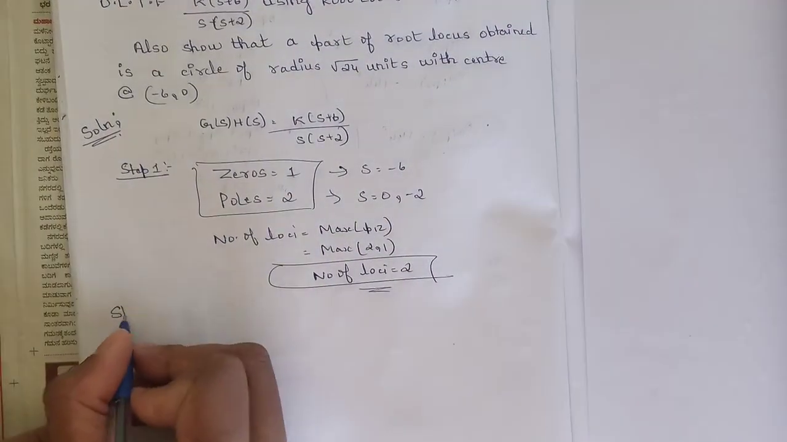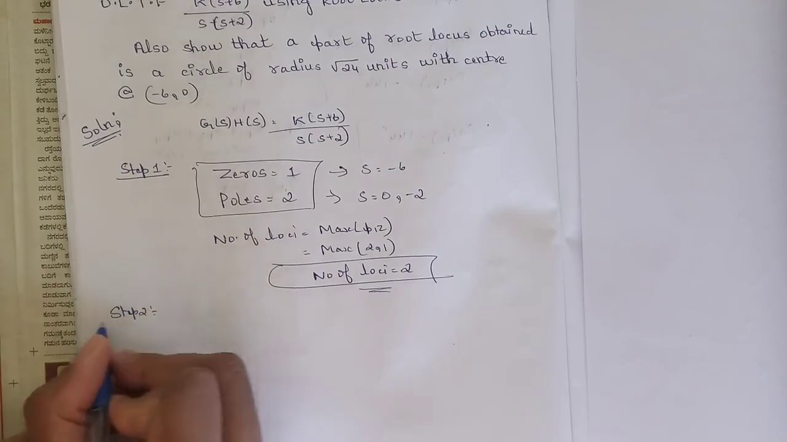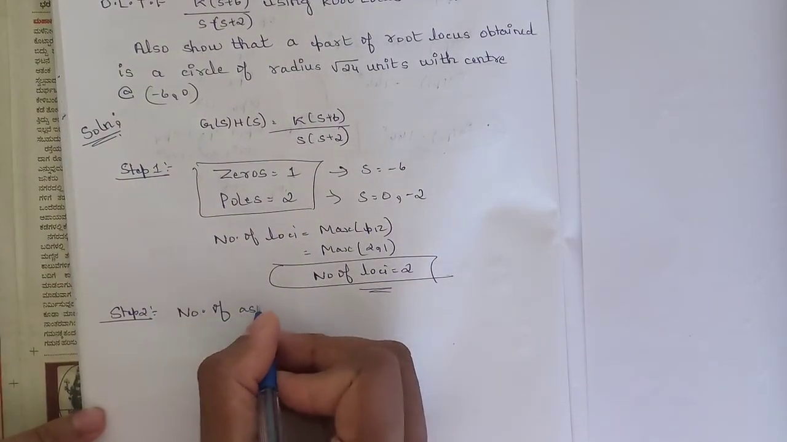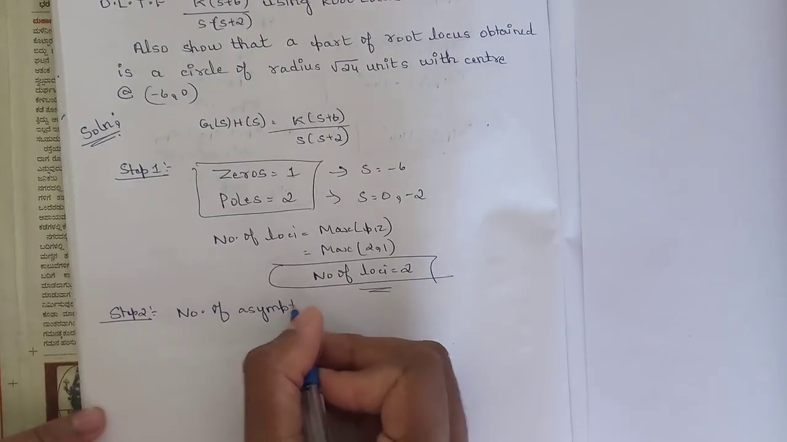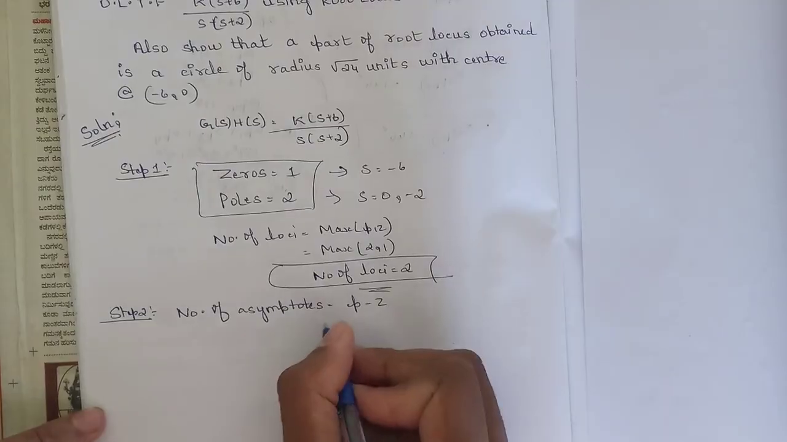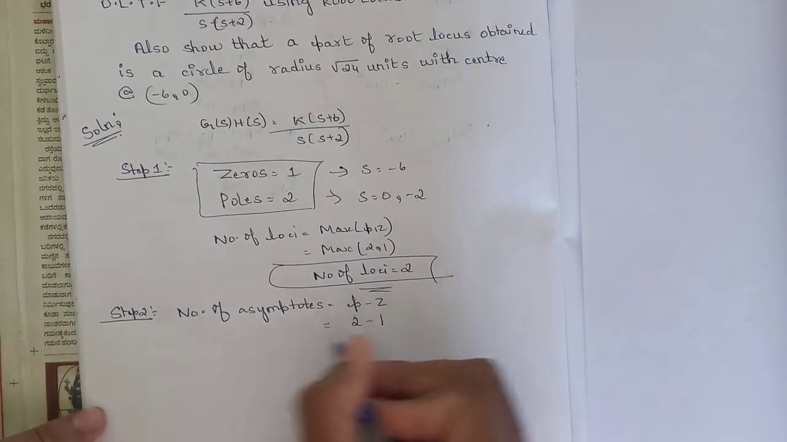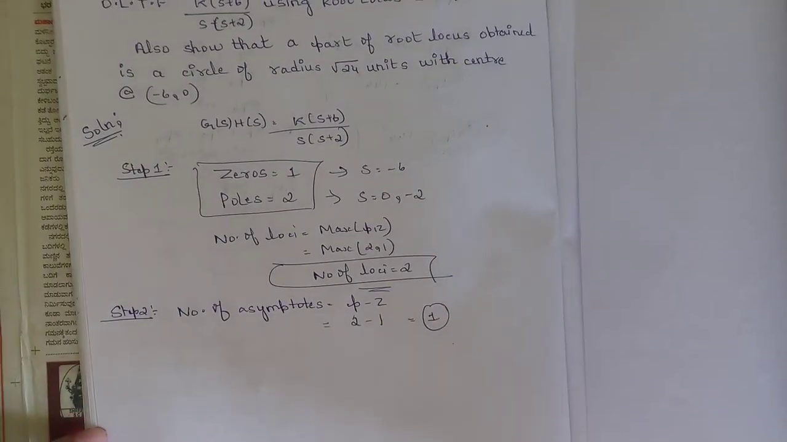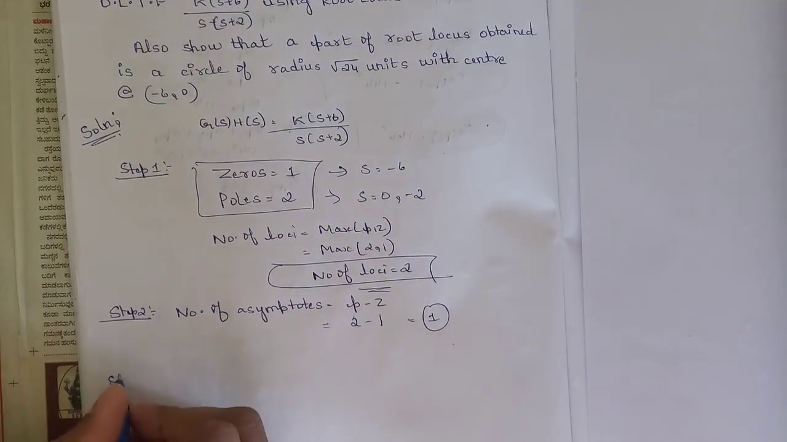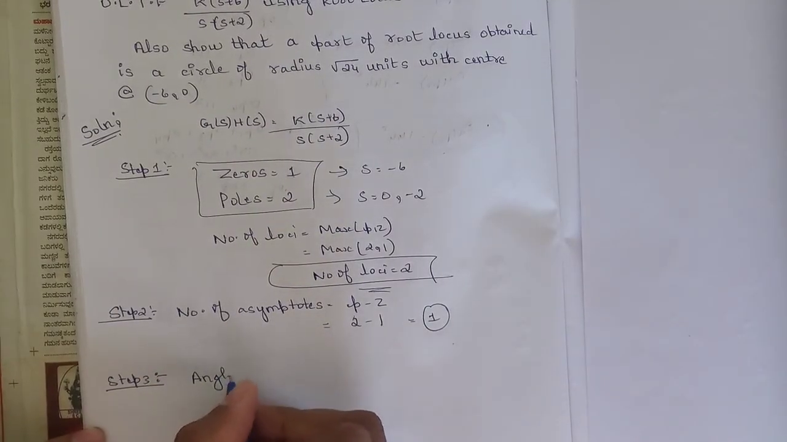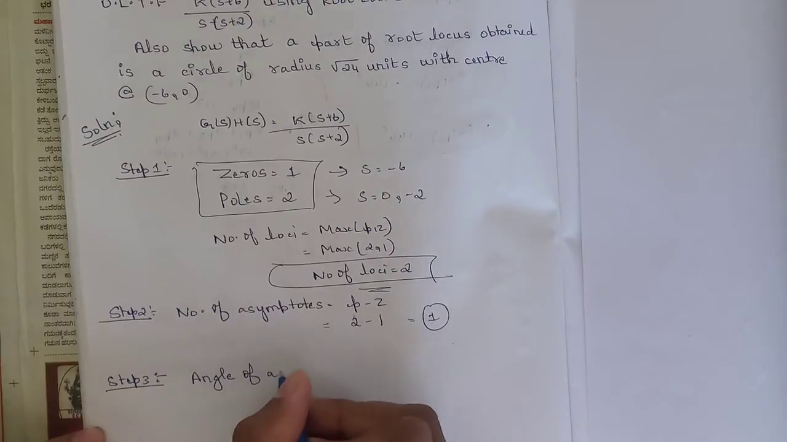Step 2, the number of asymptotes, that is the number of straight lines made by the root locus. The formula is number of poles minus number of zeros. Poles are 2 and zeros are 1, so the number of asymptotes obtained is 1. Here we have only one single asymptote, so we are also going to get one single angle of asymptote.